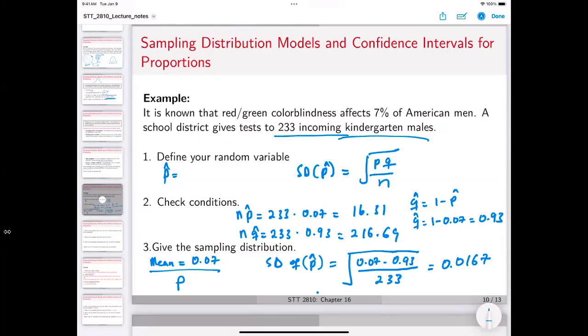Good. So p is like the same thing as p hat, but p hat is just the sample. p hat is a sample, p is the true population. Just one is for the sample, the other one is for the population. Okay. Good.